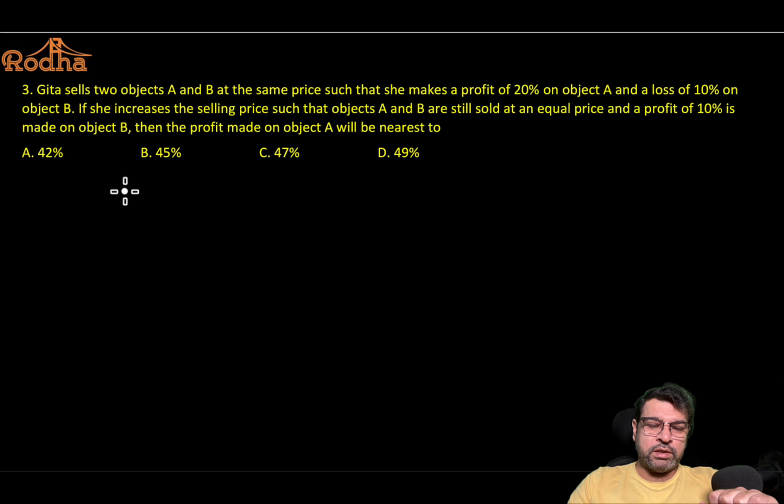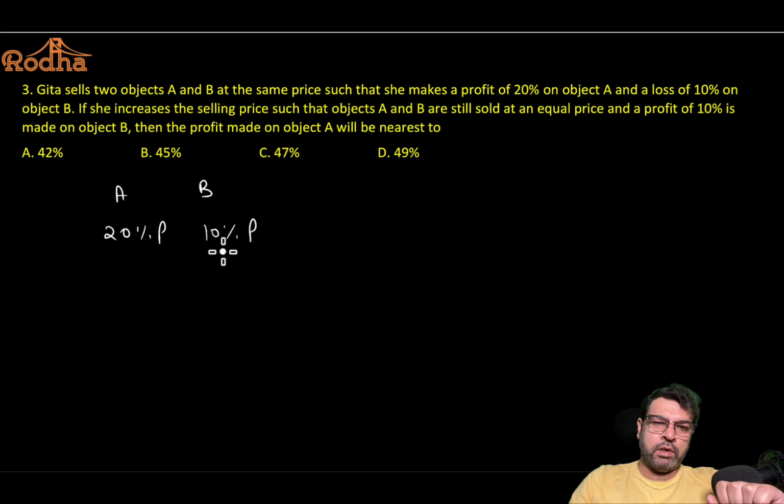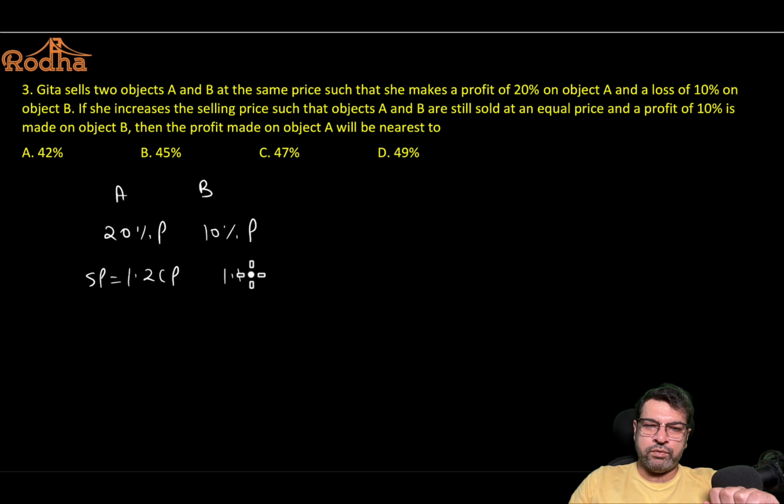Suppose मैं बोलता हूँ that two objects are there, the profit on first is 20%, the profit on second is 10%, and selling price is same. So can I say selling price in this case is 1.2 of CP and in this case 1.1 of CP, correct?